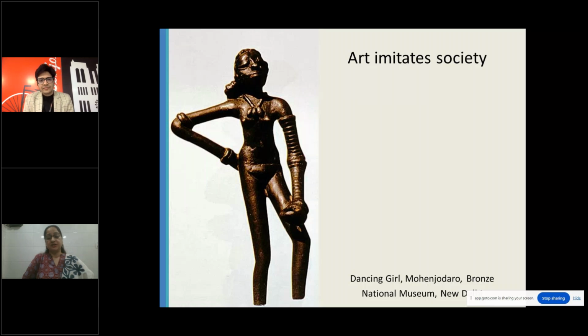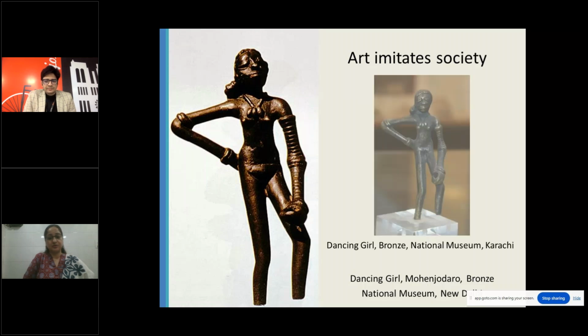But more importantly, when we look at the dancing girl, she's one of a kind. You know, there are only two dancing girls. The first one is in the National Museum in New Delhi, and the second one is in the National Museum at Karachi. Now, with only these two examples and very similar in stance, we need to understand who is she and why is she represented like this.